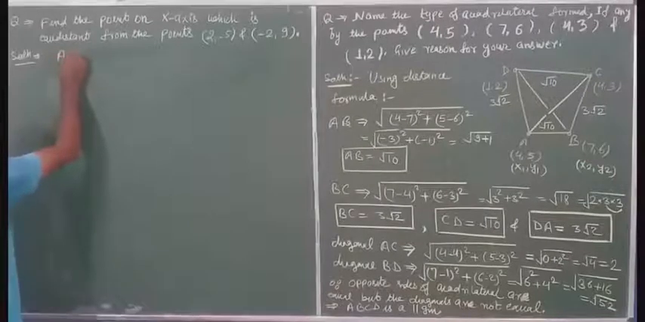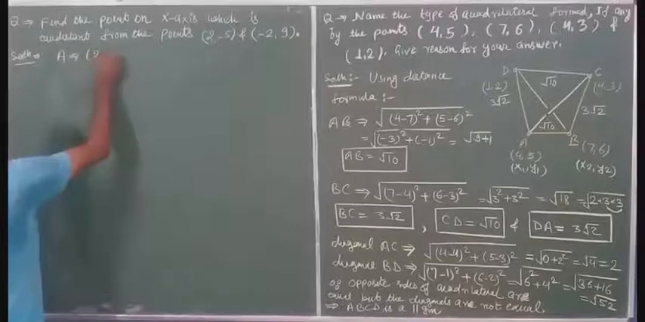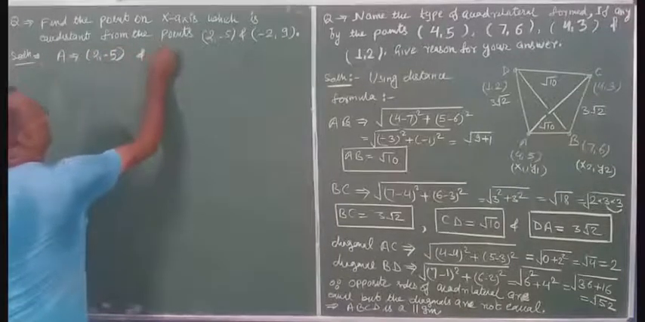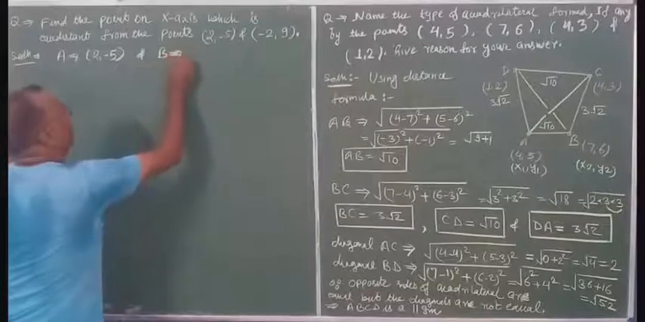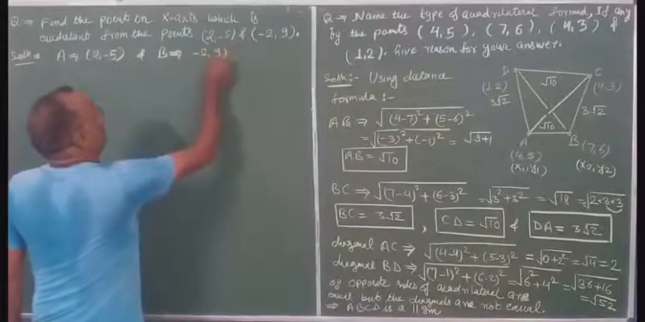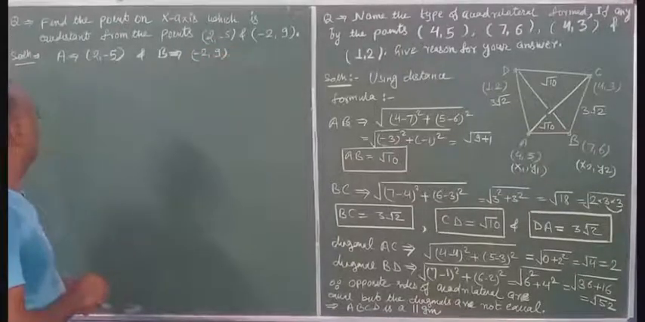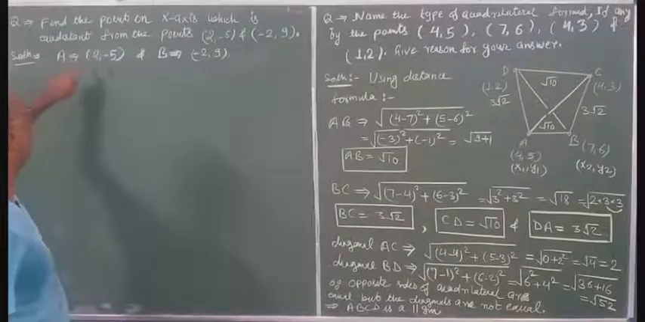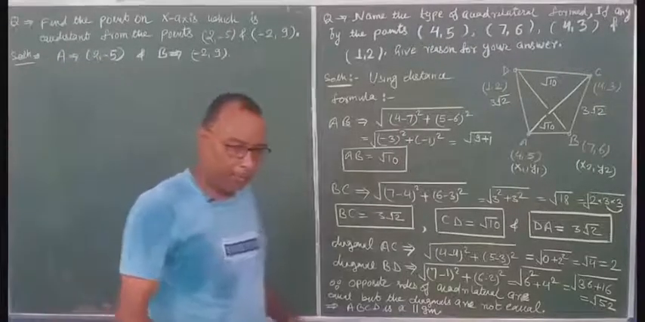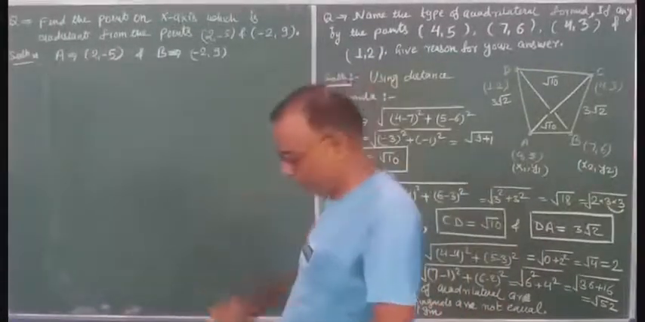This is the point A, which is (2, -5). And this is the point B, (-2, 9). The question is this: find the point on the x-axis which is equidistant from these two points.